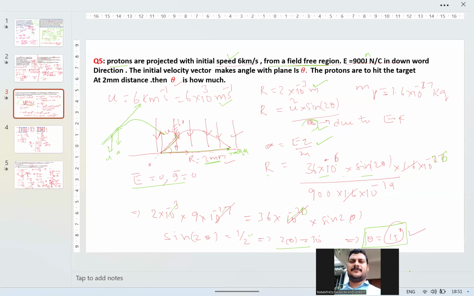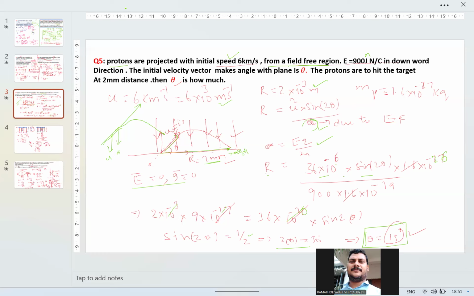Tomorrow they can change the same question. Suppose the angle is given as 30 degrees, and they ask what field is required. Then you have to find the E value, that is, E in the acceleration. So this 900 will be the question mark, and the remaining values, the R value and the theta value, will be given. You substitute. If theta is given as 30 or 15 degrees, sin 30 is 1 by 2.